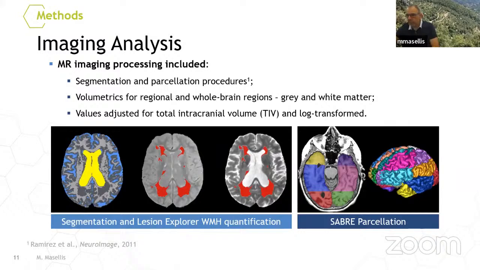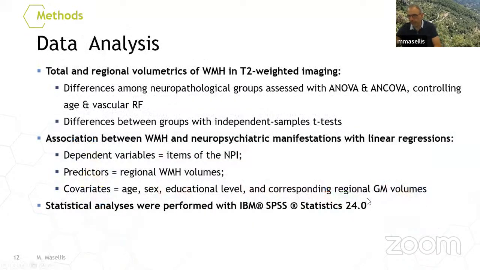In terms of our image processing pipeline, we used the SABRE Lesion Explorer pipeline developed here at Sunnybrook. This included segmenting the brain into sulcal CSF, ventricular CSF, gray matter, and white matter. Then with the proton density and T2-weighted images, we can outline in a semi-automatic way the white matter hyperintensities. And when you overlay this with the segmented T1 scan, we can then acquire total white matter hyperintensity volumes as well as regional volumes in different regions of the brain when we parcellate.